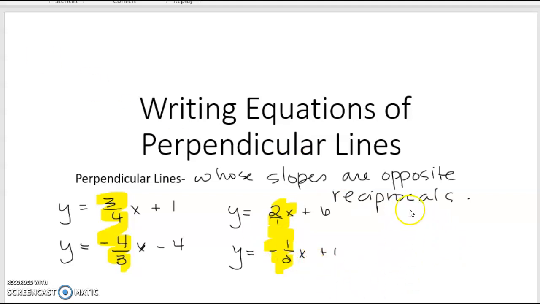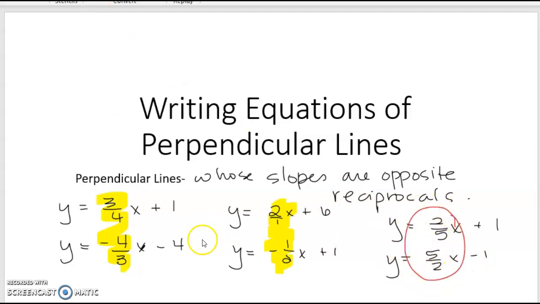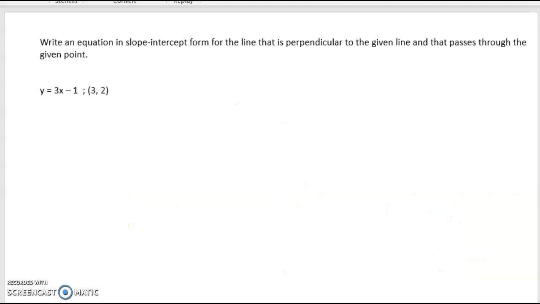But let me show you something that is not perpendicular. If I have y equals 2/5 x and y equals 5/2 x, those are not perpendicular because they are reciprocals, but they are not opposites. So it has to have both. It has to have opposite sign and flip of the fraction, the reciprocal. So let's look at what that looks like.